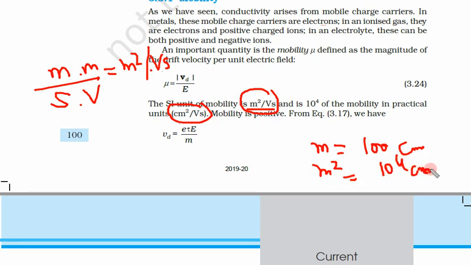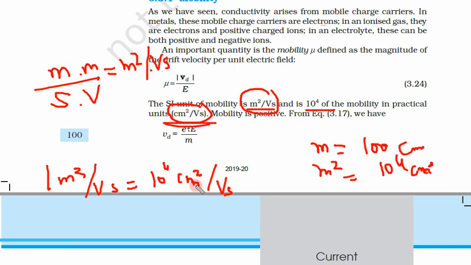Centimeter square per volt second is 10 to the power 4 times that. So this is the more commonly used unit for mobility. We use the unit of mobility as centimeter square per volt second, and 1 meter square per volt second is equal to 10 to the power 4 centimeter square per volt second. So this is 10 to the power 4 times.